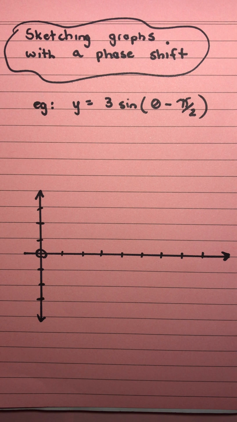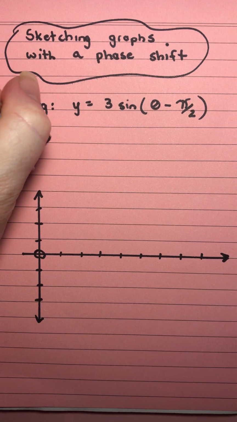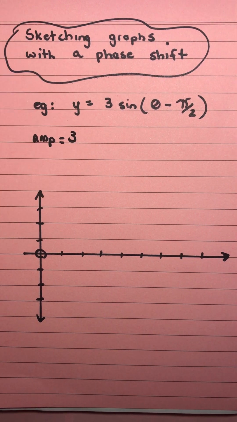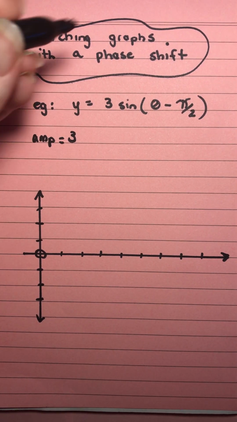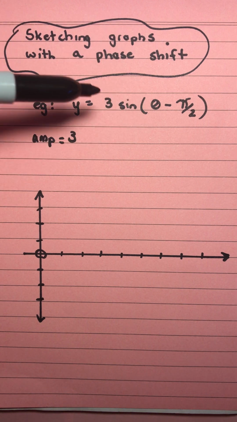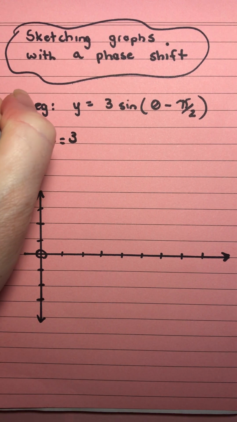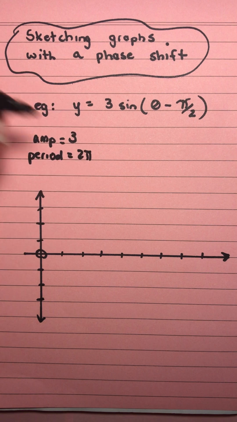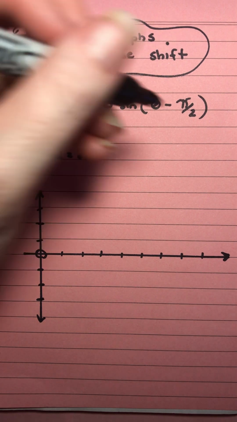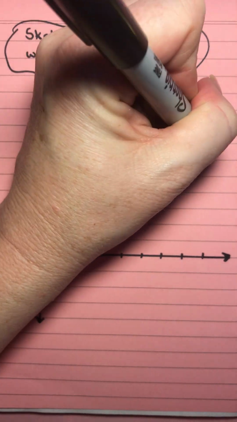So when I'm looking at this one, I know my amplitude is going to equal 3. I know my period is going to be, there's no change to the period, so that's just going to be 2 pi. But I have a phase shift of pi on 2, so that means I'm going forward pi on 2.